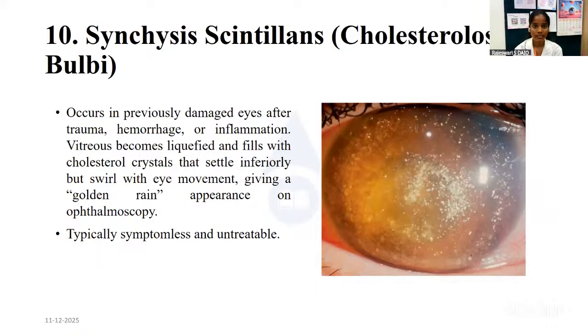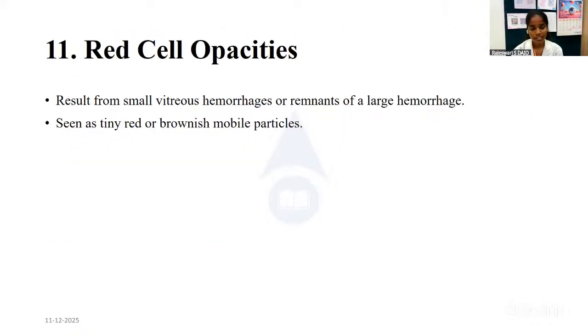Synchysis scintillans. It occurs in a previously damaged eye after trauma, hemorrhage, or inflammation. Vitreous becomes liquefied and fills with cholesterol crystals that settle inferiorly but swirl with eye movement, giving a golden rain appearance on ophthalmoscopy, typically symptomless and untreatable. Red cell opacity.